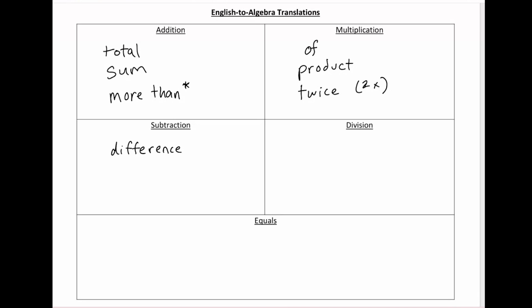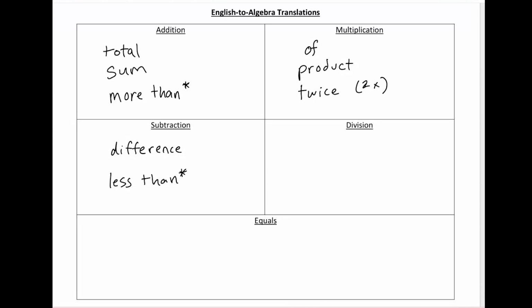You might see the phrase less than, and I want to put a little asterisk on this as well, because just like more than, this might indicate an inequality, where if I say I have less than $10, you would say x is less than 10. But if I say you have $10 and I have 3 less than that, there's no inequality there. You're just going to subtract 3 from your amount. So you want to be a little careful with that one too.